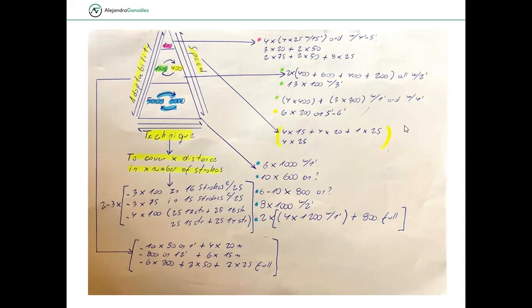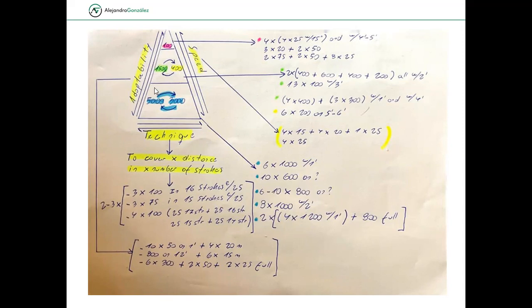How? For instance, I will show you a very simple series to develop this. 6 by 1,000 meters with 1 minute rest, 10 by 600 meters on, I don't know, 10 minutes, on 8 minutes, on 7 minutes, 6 to 10 by 800 meters on any time, 8 by 1,000 meters with 2 minute rest with a very high intensity, or a mix of work.